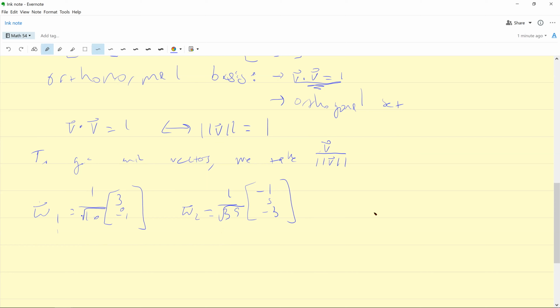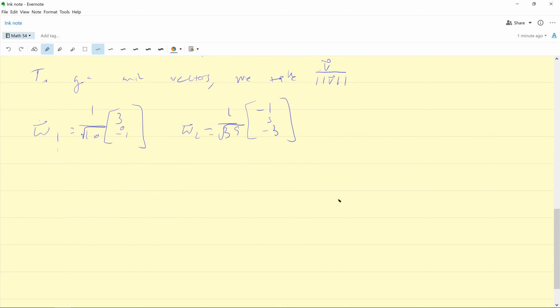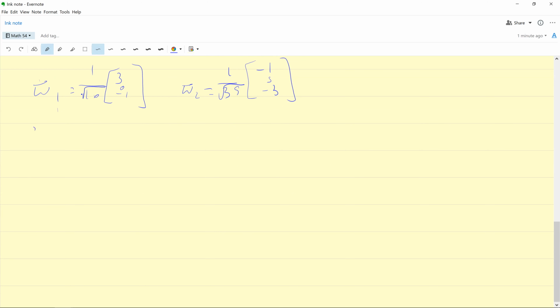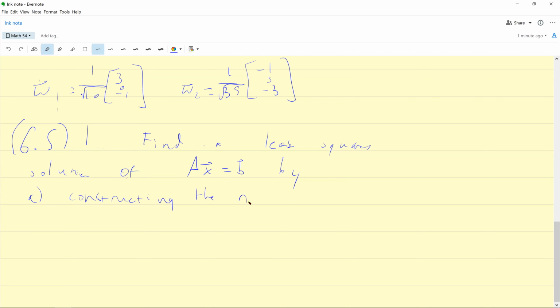Let's try a problem from 6.5 now. So we're going to find a least squares solution of Ax equals b by constructing a normal equation for x, or x hat rather, and then solving for x hat.